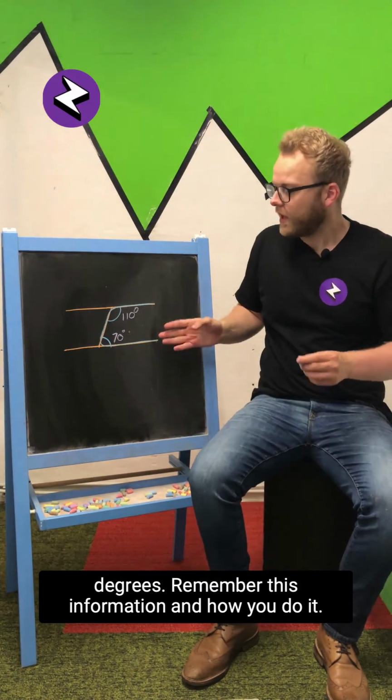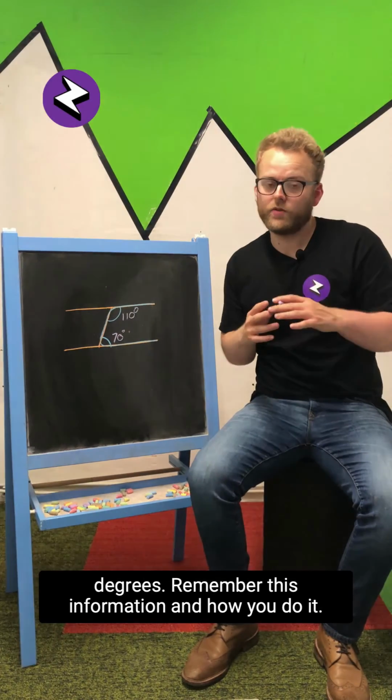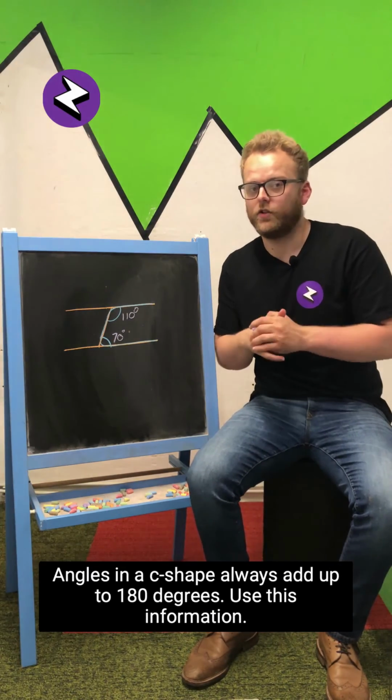So remember this information and how you do it. Angles in a C shape always add up to 180 degrees.